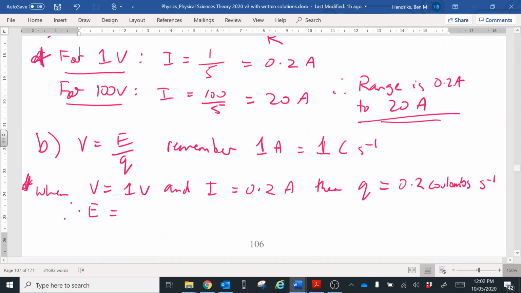So E is equal to V times Q, which is equal to 1 volt times 0.2 coulombs, which is equal to 0.2 joules.